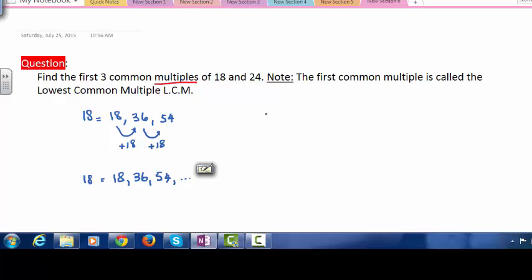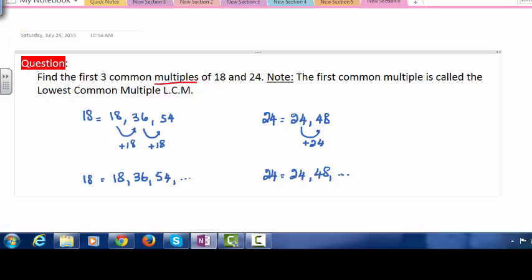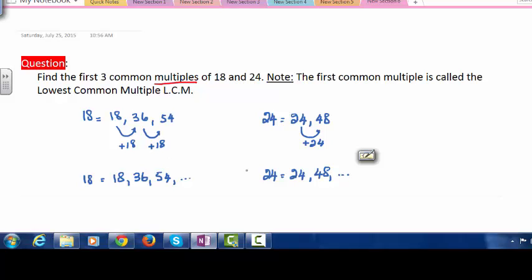And for 24, the same thing. We start with the first number 24 again, and we jump every 24. So in this case it's going to be 48. Or some students say 24 times 1, 24; 24 times 2, 48, and so on. So this is how we can find the multiples. But the question is saying the first 3 common multiples. Wow, with large numbers like that we maybe need a calculator.